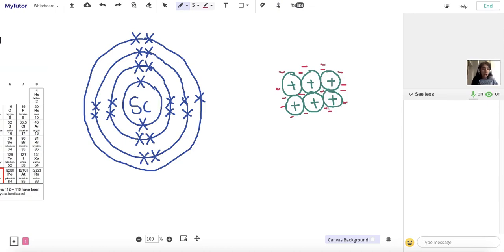therefore carry a charge. So just like all metals, they form giant metallic structures, and therefore there are delocalized electrons which can carry a charge through the structure, and so transition metals are good conductors of electricity, especially scandium as well, because there are 3 electrons per cation. So remember, if there are more electrons there, that means it's easier for it to carry that charge.